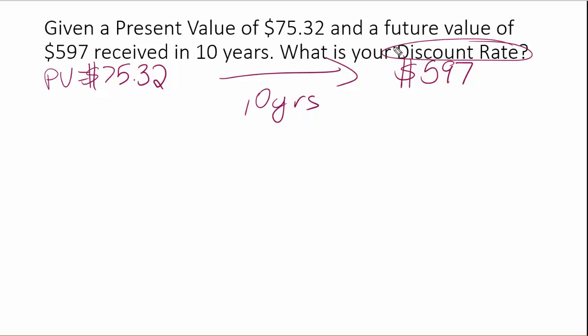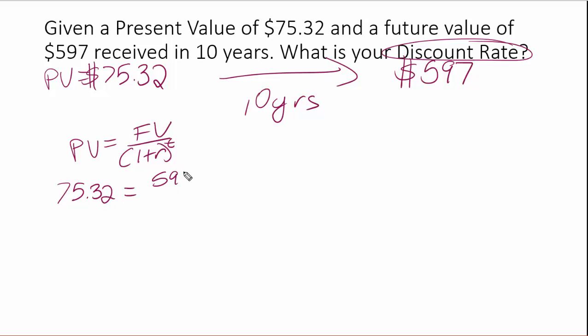Keep in mind here we're saying what's our discount rate, but remember that's basically the same thing. So essentially, what we're going to do is that we have our basic formula here, which is telling us that our present value is equal to the future value divided by 1 plus r to the t power. And we can rearrange this however we want to rearrange them. So we can substitute these things in. So 75.32 is equal to 597 divided by 1 plus r raised to the 10th power, right? Because it's 10 years, okay?